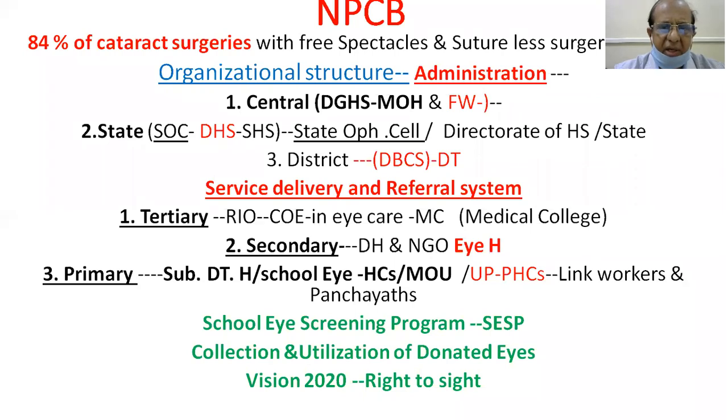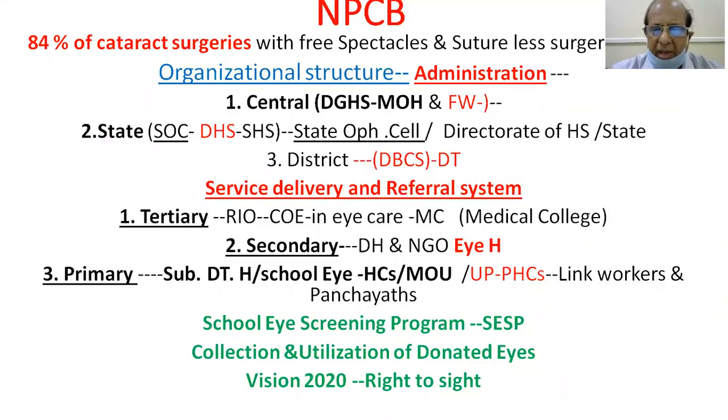And at secondary level, district health and NGOs, eye health. Primary: sub-district hospital, school eye healthcare, and also MOU and upgraded PHCs. Link workers are there, and panchayats. Link workers means they have the links with the social groups and community.